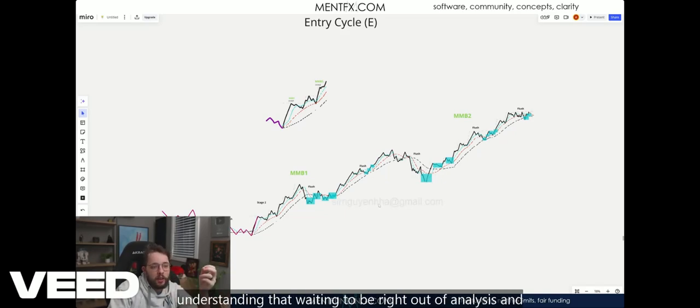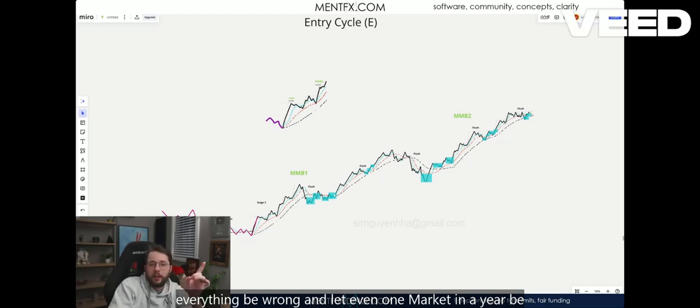Instead of understanding that waiting to be right out of analysis and then letting that analysis lead to an entry and letting that entry lead to the management, all the things that you're learning to do here through your studying, through your data collection, that's what's going to lead to true edge. And then you can go and you can hunt for these things and wait for these things to happen over and over and over again. Let everything be wrong and let even one market in a year be good, even though it's going to be a lot more than that. But let one market in a year be good, get positioned behind it, and you're going to exceed the returns of all your peers, of all the people you've studied amongst, of all the people you've seen online, all this nonsense, because you're going to have a real edge you can rely on, which is very, very powerful.